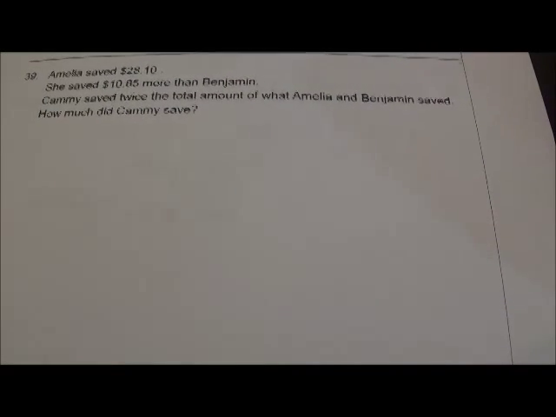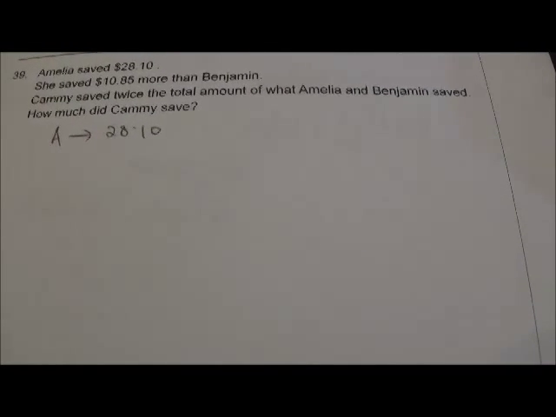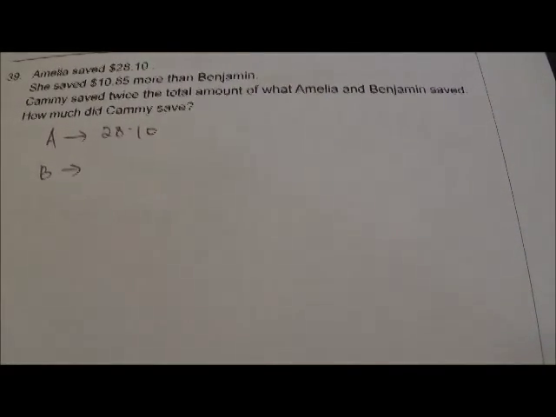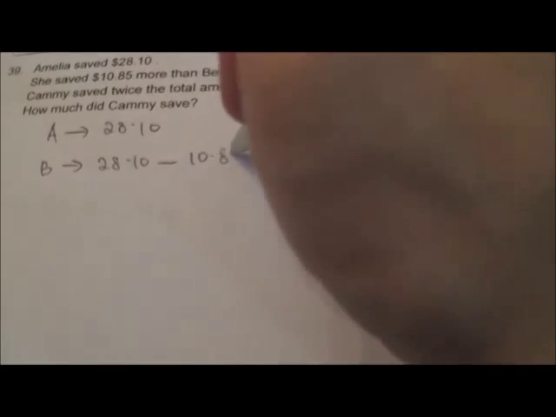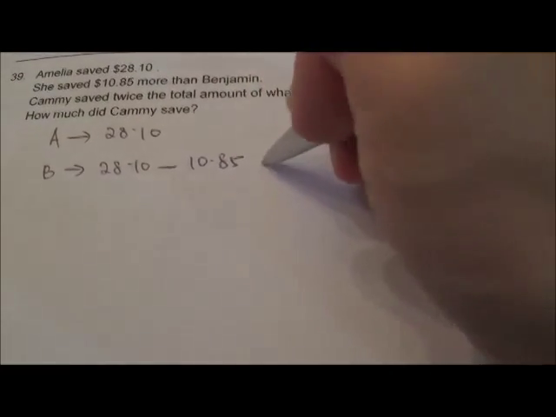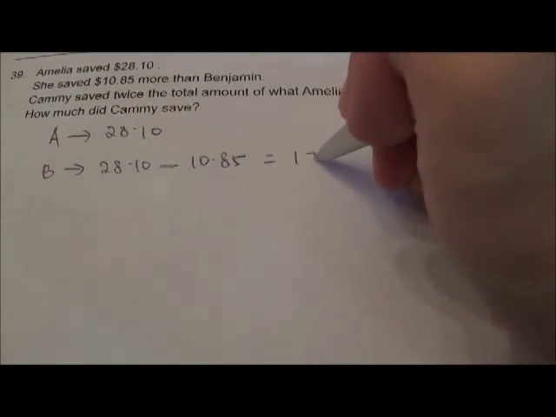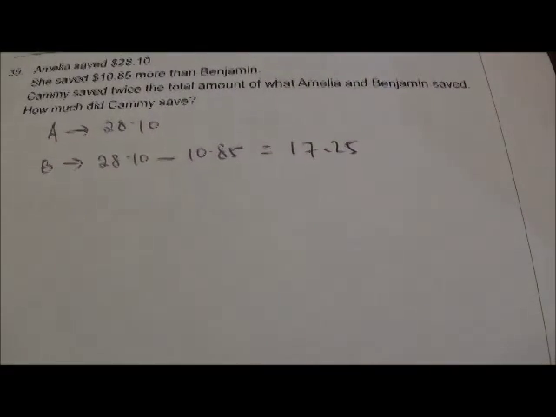Question 39. Amelia saved $28.10. She saved $10.85 more than Benjamin. So Benjamin saved $10.85 less, right? So you take 28.10 minus 10.85. Please be careful when you do your calculation. Make sure of your decimal point. You should get 17.25 for Benjamin.